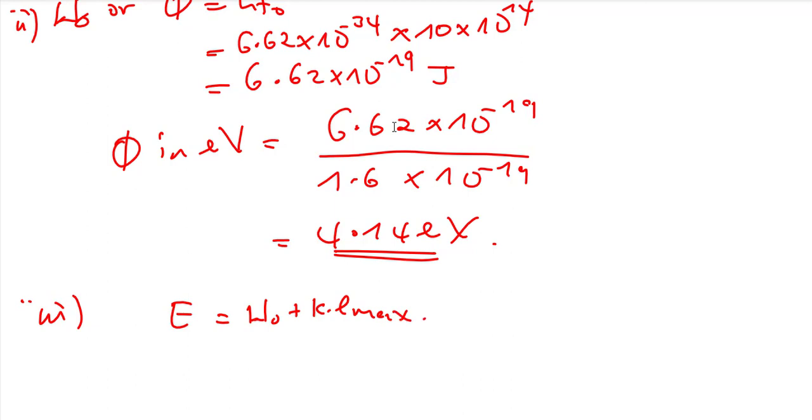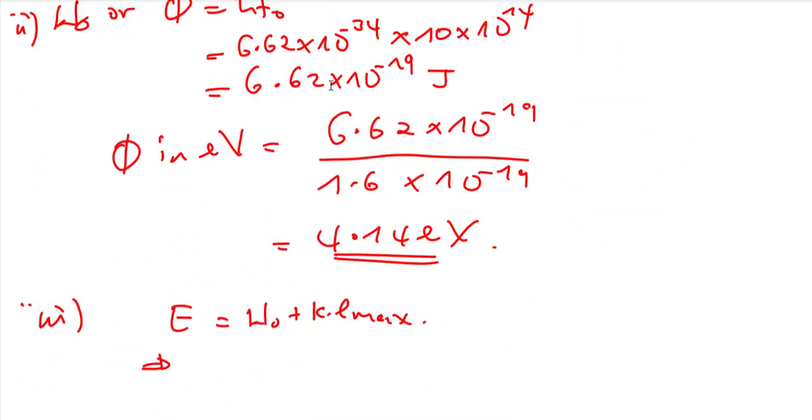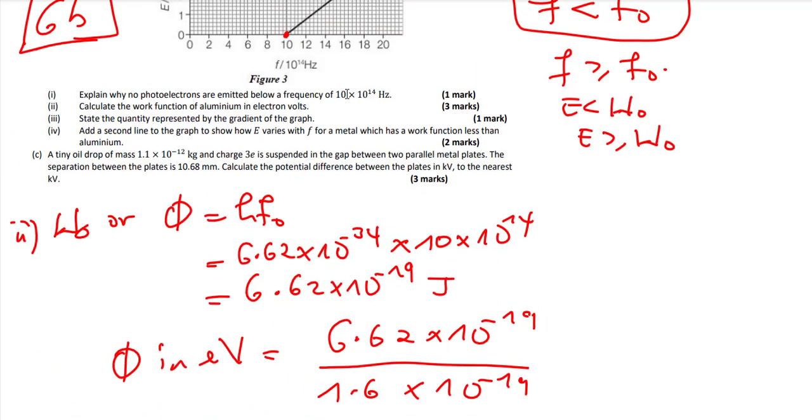So we plotted the graph of kinetic energy against frequency. So KE will be equal to E, which is hF, minus the work function. So this is in the form y equals mx plus c, with c equal to negative W. So what do we have? m is clearly the Planck's constant. So the quantity represented by the gradient of the graph is the Planck's constant.